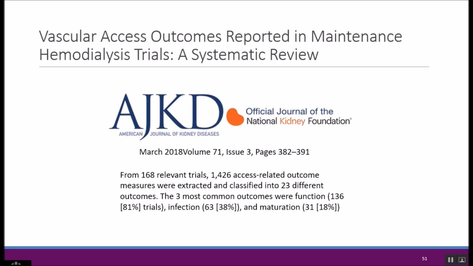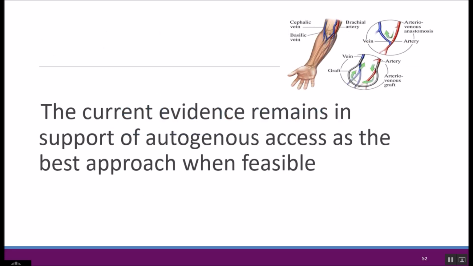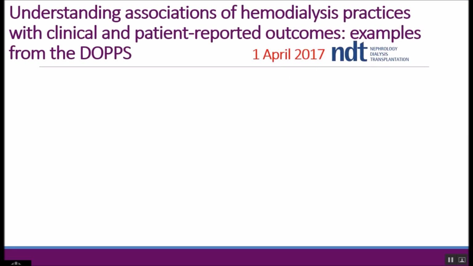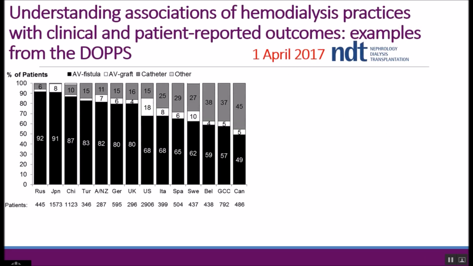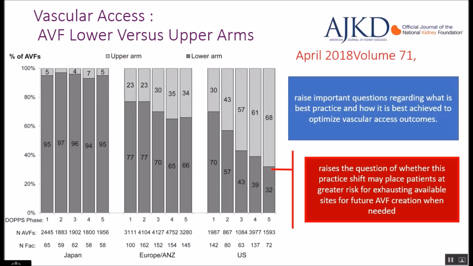Vascular access. Vascular access outcomes were reported in maintenance hemodialysis in a systematic review. Still, the evidence remains in support of autogenous access as the best approach when feasible. In the DOPPS study, in modern centers like in Japan, the majority have arteriovenous fistula. The catheter rate has decreased. However, in some other countries, the catheter rate is still very high. And the outcome is better for arteriovenous fistula.